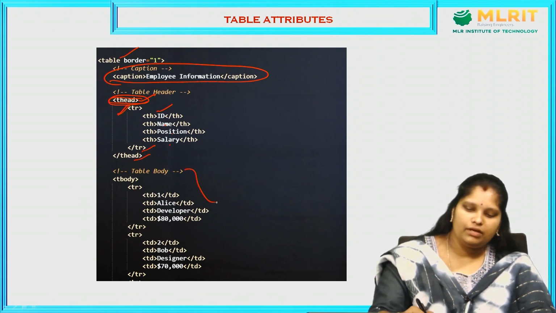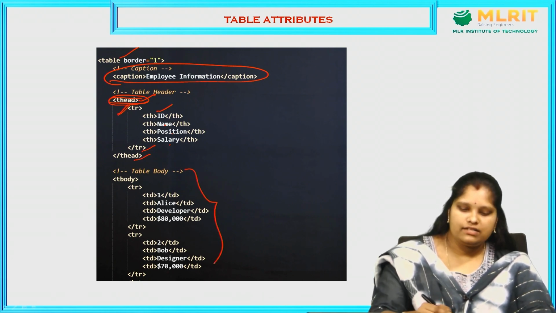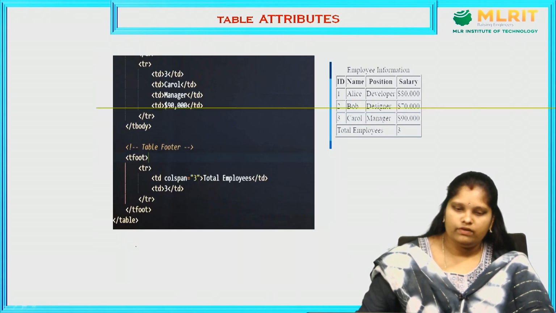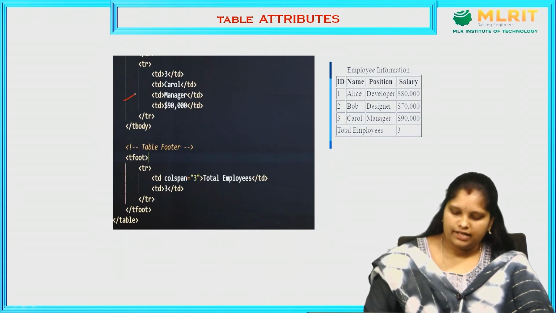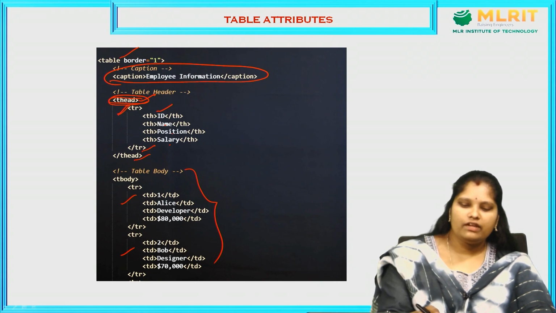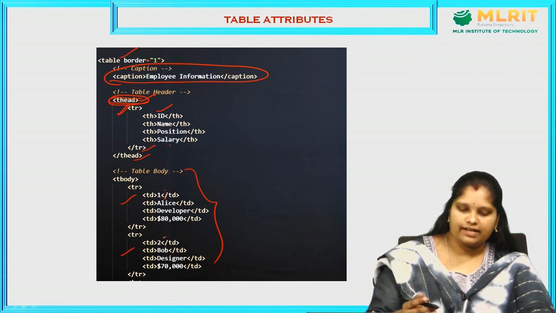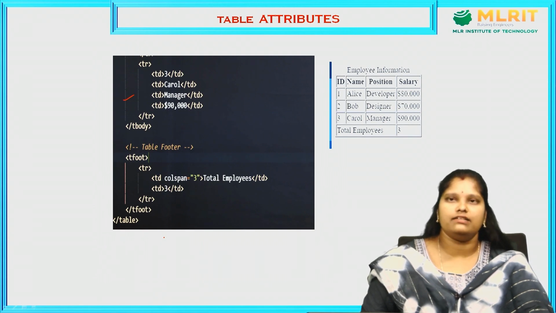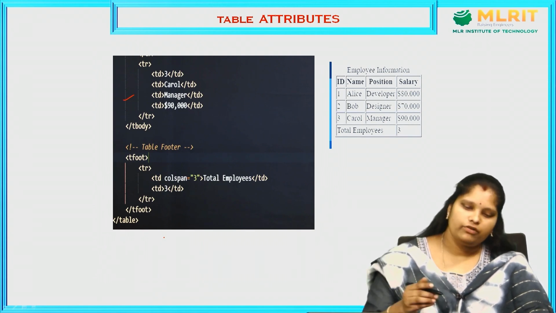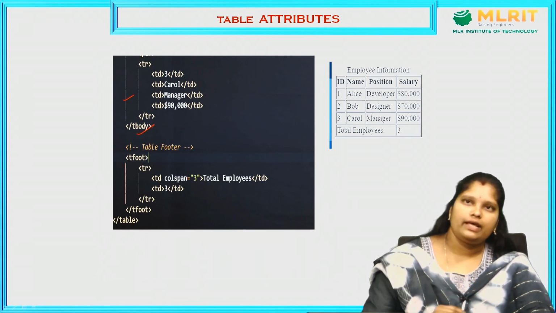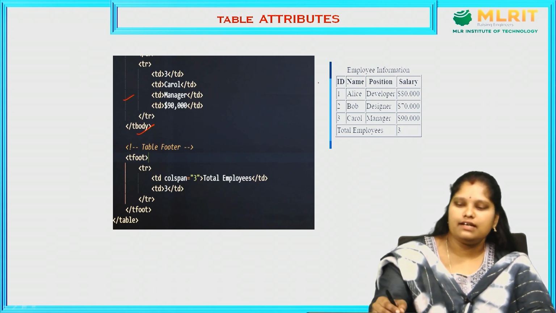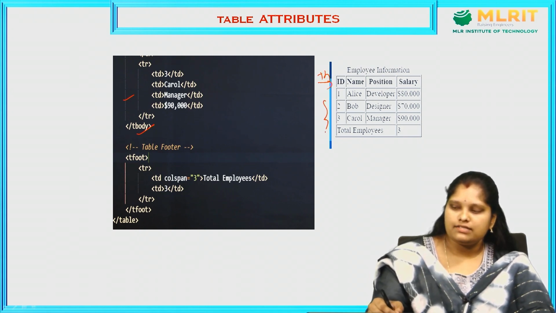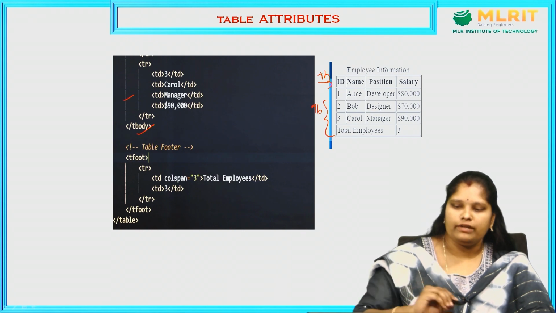After that, table body, right? I want to insert 1, 2, 3 rows, right? First row is one person's data, second is the second person's data, third is the third person's data, right? Up to here, the table body is closed. This is the table heading and this is the table body, right?